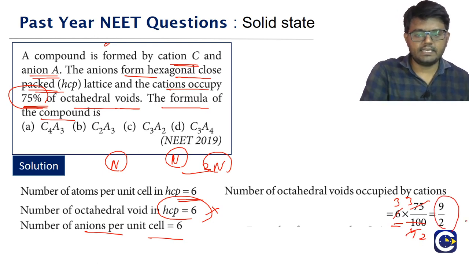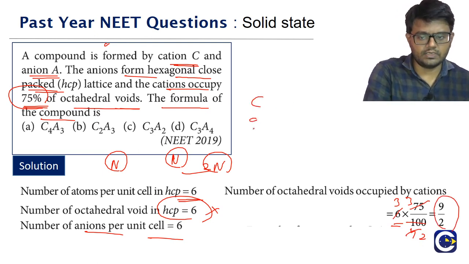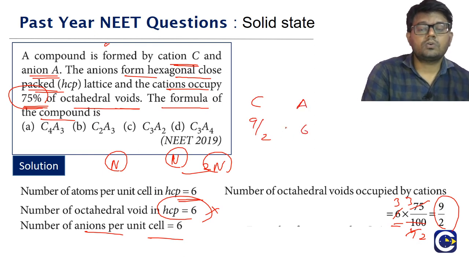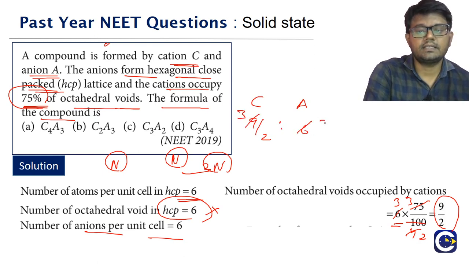So if you look at the cations, the cation count is 9 by 2. The anion count is 6. We have to go for the simple ratio. Means it is 9 by 2 is to 6. First of all, 3 3s are 9, 3 2s are 6. So the ratio will be coming as 3 by 2 is to 2.